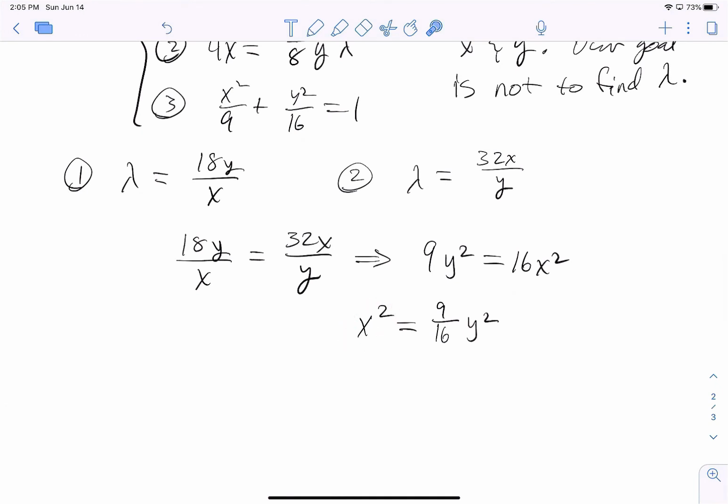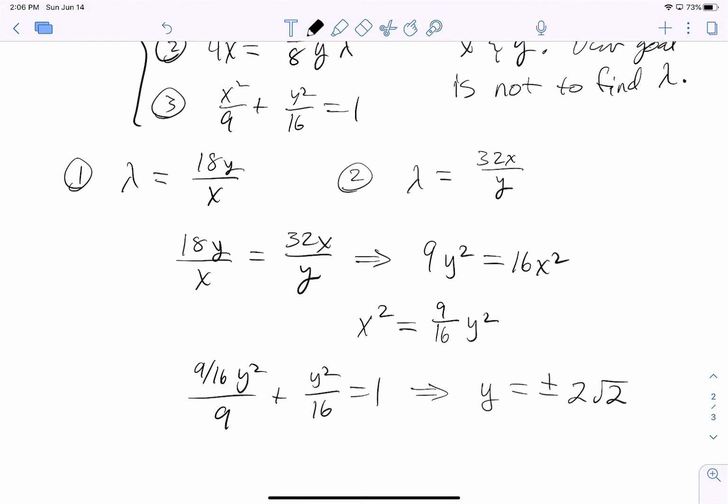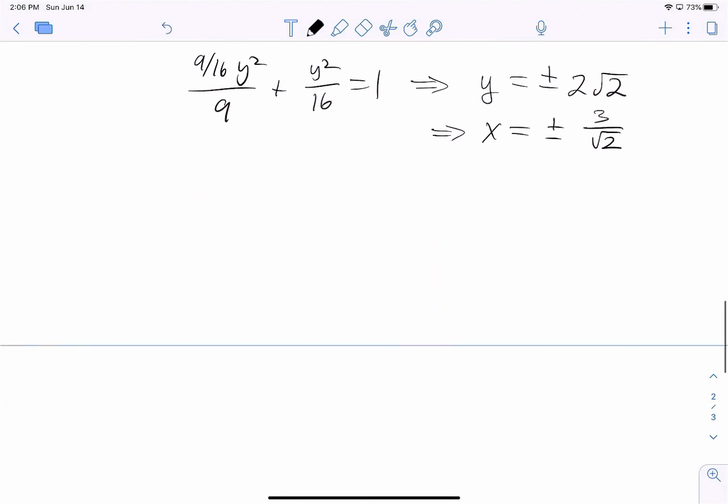Plugging that in place of x squared in the constraint equation gives us 9/16 y squared over 9 plus y squared over 16 is equal to 1. I will let you verify that that gives us that y is equal to plus or minus 2 times the square root of 2, and that plugging that value for y into the constraint equation will also give us that x is equal to plus or minus 3 divided by the square root of 2. We have our values of x and y. We're going to put them into our function.